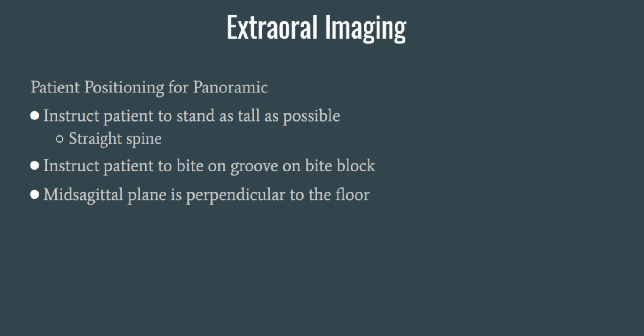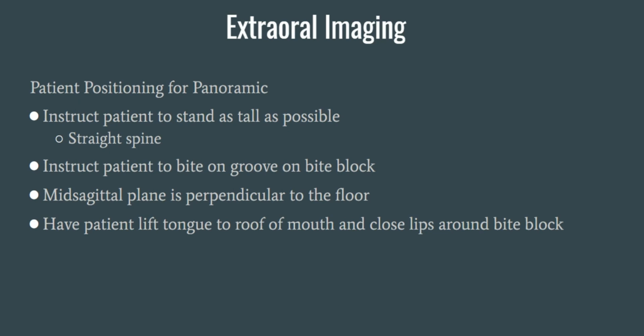Once those two planes are set, the next thing you will do is ask the patient to lift their tongue to the roof of the mouth and close the lips around the bite block. You might suggest that they swallow. As they swallow, they'll feel that their tongue will rise up to the roof of the mouth. Then they'll know and you'll know that they're in the right position. Let them know that that tongue needs to stay at the roof of the mouth for the entire exposure, and the lips need to remain around the bite block.